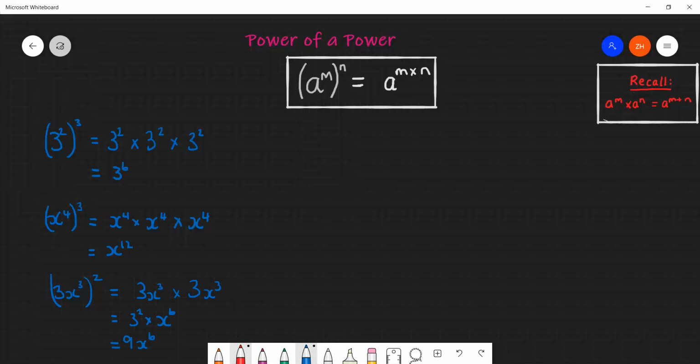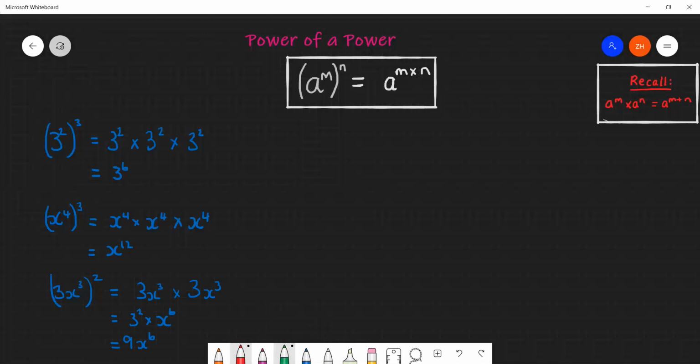So what happens there was the 3 actually also became squared. So everything inside the bracket gets squared or raised to whatever power. So let's do a couple using the rule. I'll do these ones in another colour.